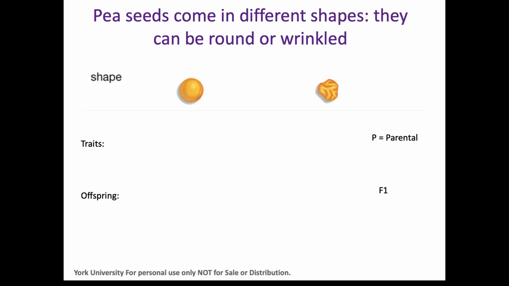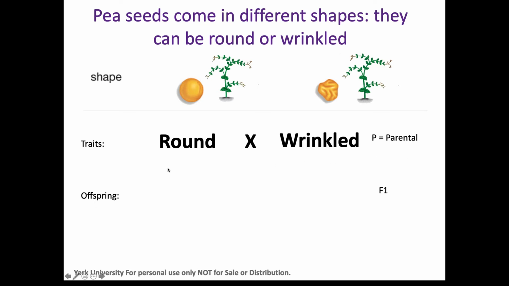When Mendel crossed a pure breeding variety that always produced round seeds with a pure breeding variety that always produced wrinkled seeds, and this generation would be known as the parental generation, they always produced offspring that were all round. These round offspring here are known as the F1 generation, or the first filial generation. So the round allele is dominant over the wrinkled allele.